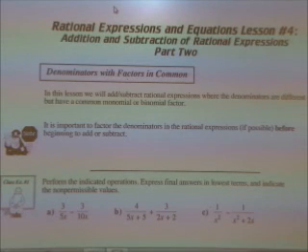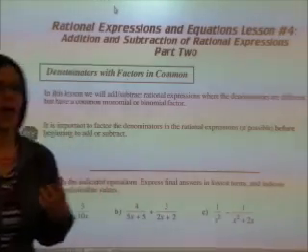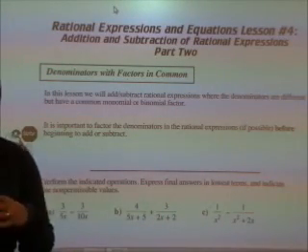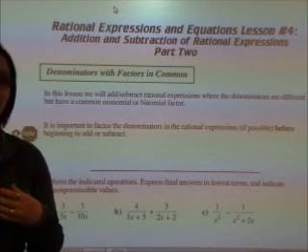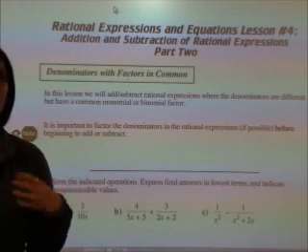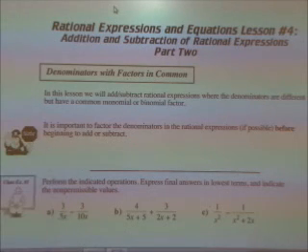So lesson 4. What it looks at in this section is how to add rational expressions in which the denominators have a common factor. So this would be such as adding something like 2/5 with 7/10. So there's a common factor between the 5 and the 10.